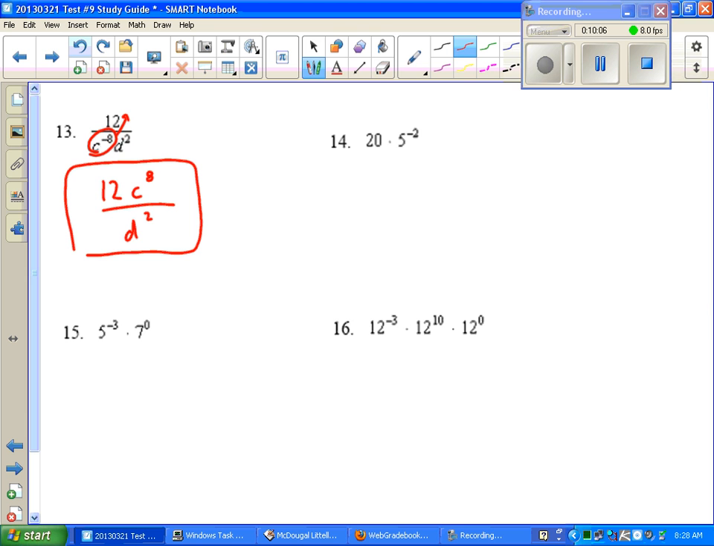20 times 5 to the negative 2. See what happens to this one. 5 to the negative 2. Remember, everything's over 1. 5 to the negative 2 has to ride the elevator down before we do any multiplication. Remember, you got to do exponents first. So 20 still at the top over 5 squared at the bottom because it becomes positive. So we have 20 over 5 squared is 25. The number 5 goes into both. 5 times 4 is 20, and 5 times 5 is 25.